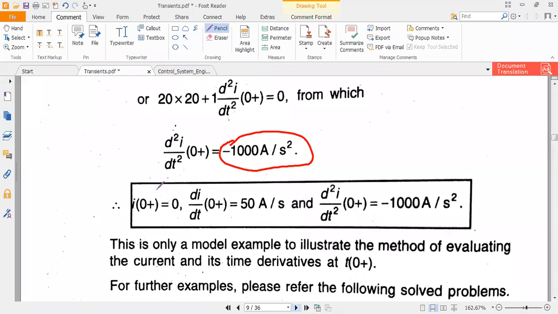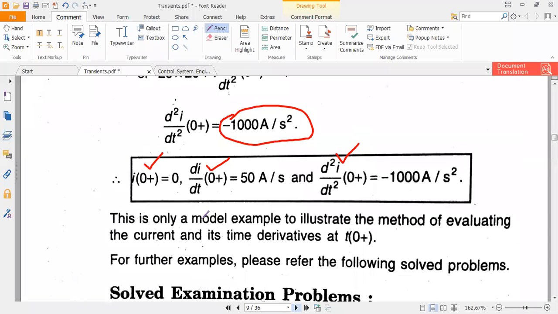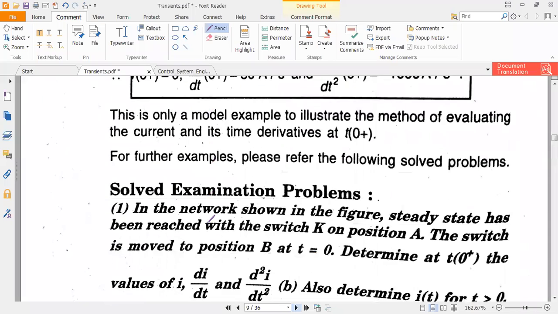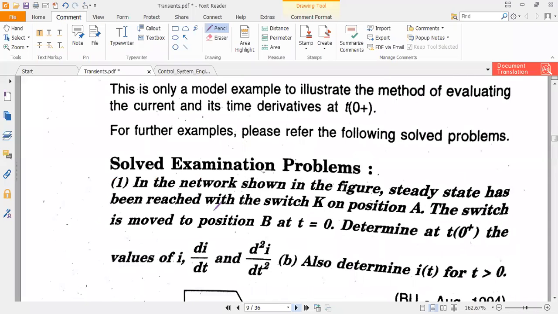So like this you can find I of 0 plus, di by dt of 0 plus, and d square I by dt square of 0 plus. So like this you can find. Let me consider another problem.